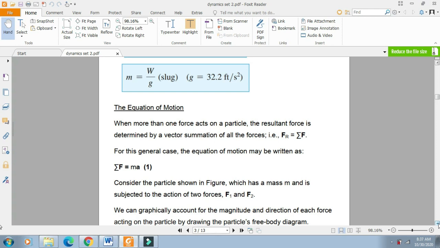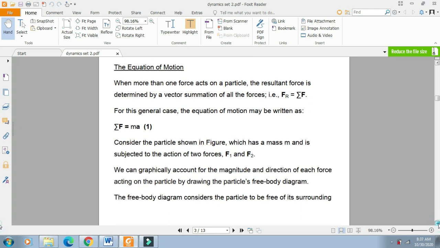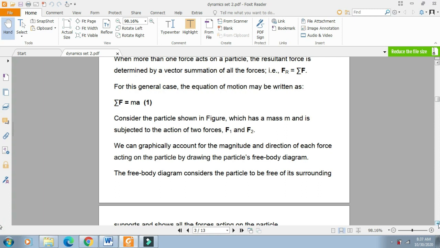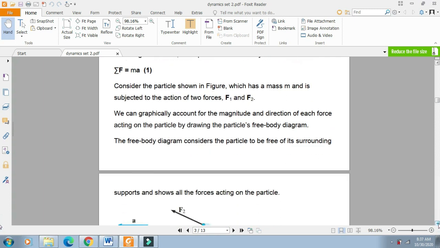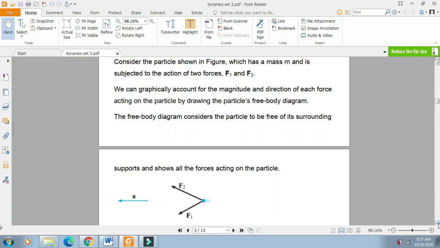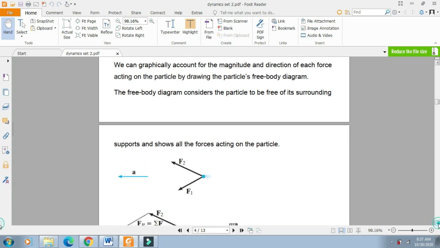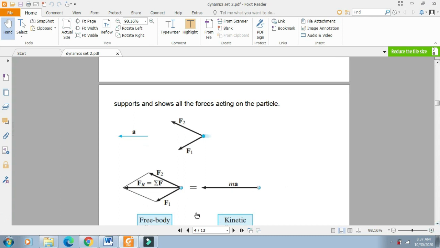Suppose there are two forces F1 and F2 on a single particle which has a mass of m. We can graphically draw the resultant vector, showing the direction and magnitude of the vector. Suppose there are forces F1 and F2, the magnitude is proportional to the size of the vector. The resultant force will result in acceleration. So graphically we can show the force vector and the acceleration vector in this form.